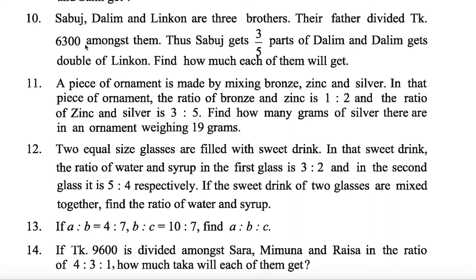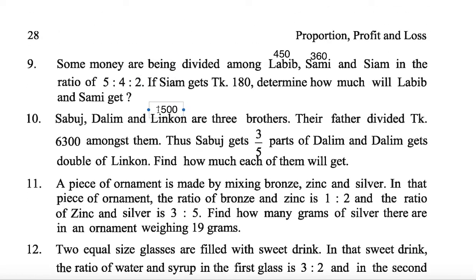Okay. 300 into 5, 1500. Lincoln will get 1500. Dalim will get double of Lincoln, so nothing but 3000. Sabuz will get 3/5 of Dalim. 3/5 means 600 into 3, 1800. Now you can add them up. You have to get 6,300. That you can cross check.